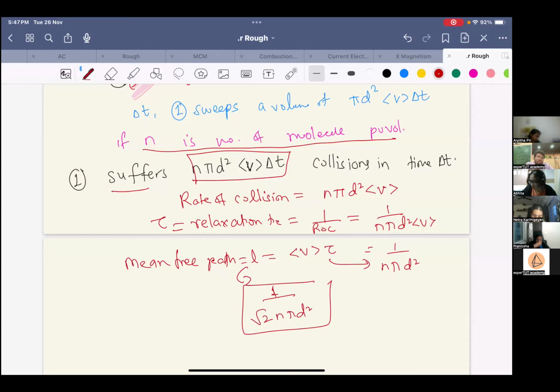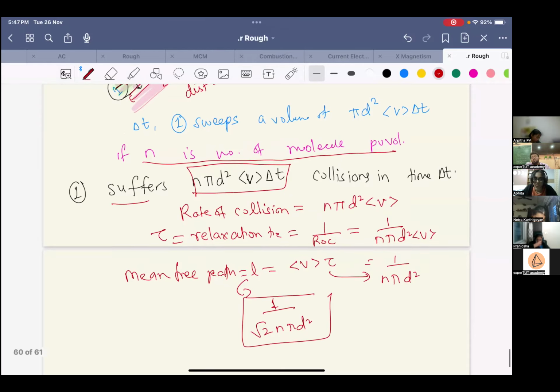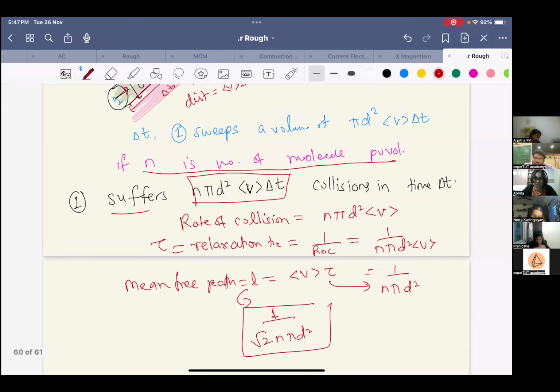So I'm going to do some problems from this chapter. Is anyone's thermodynamics coming up? Is anyone's thermodynamics coming up? Not coming up? Okay.